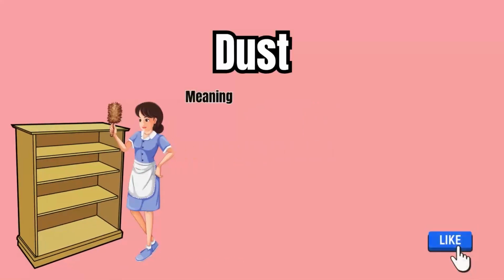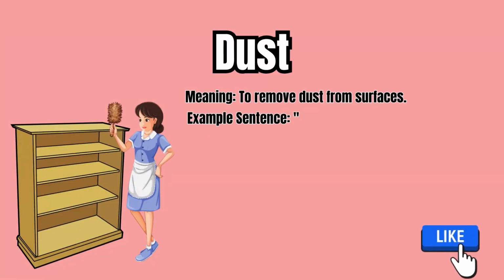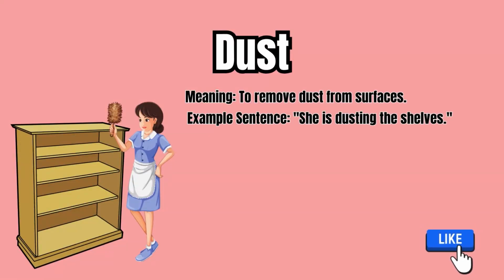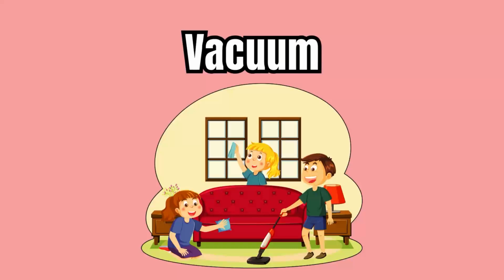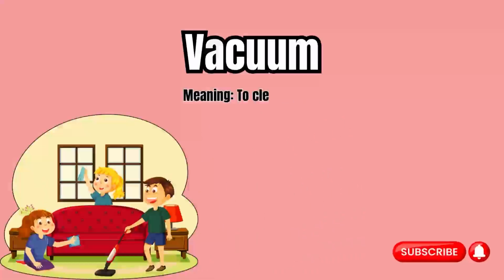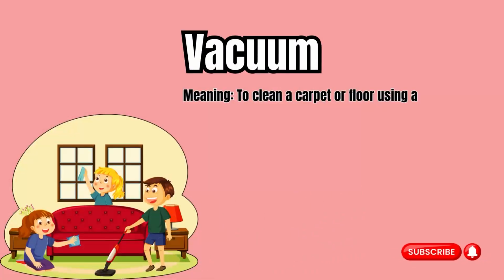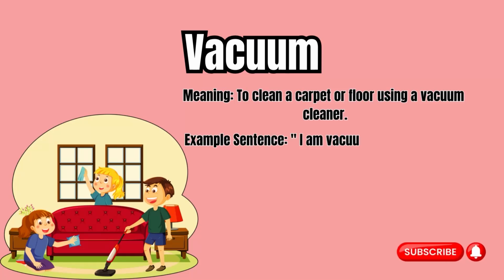Dust, meaning to remove dust from surfaces. Example sentence, she is dusting the shelves. Vacuum, meaning to clean a carpet or floor using a vacuum cleaner. Example sentence, I am vacuuming the living room.